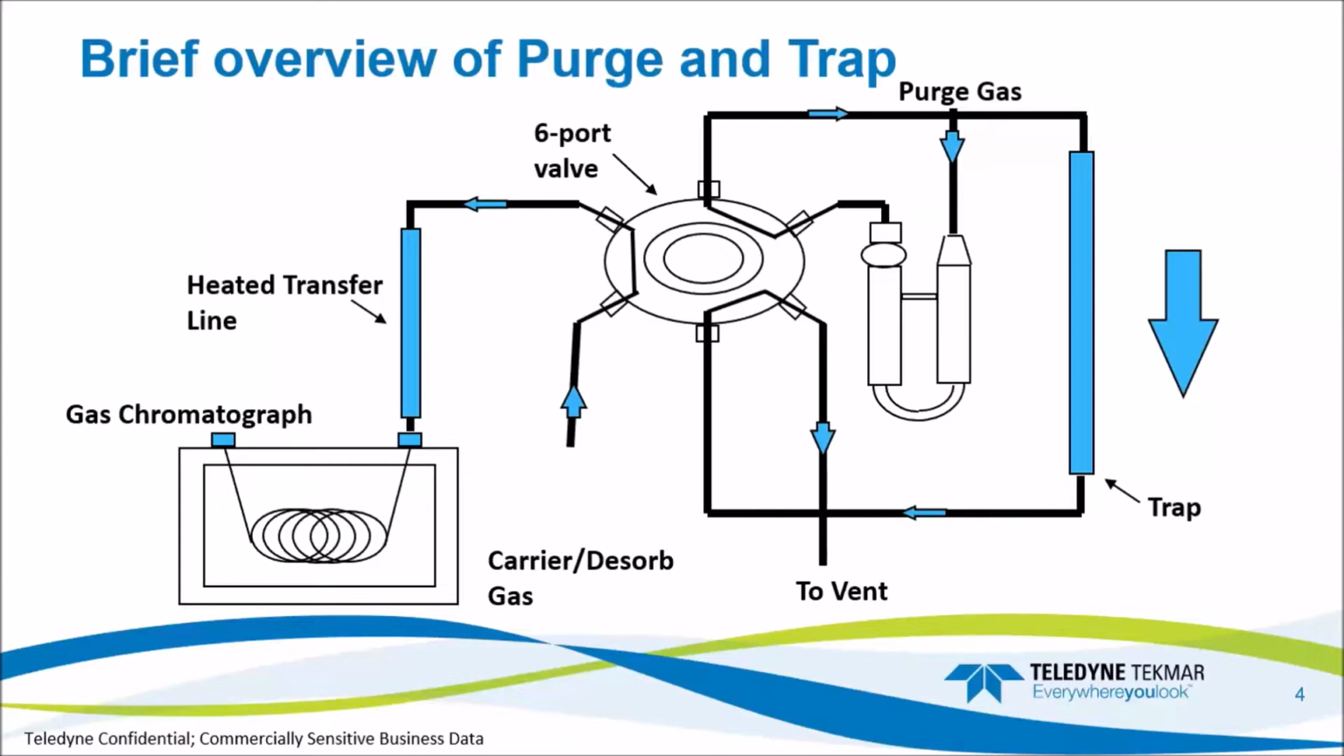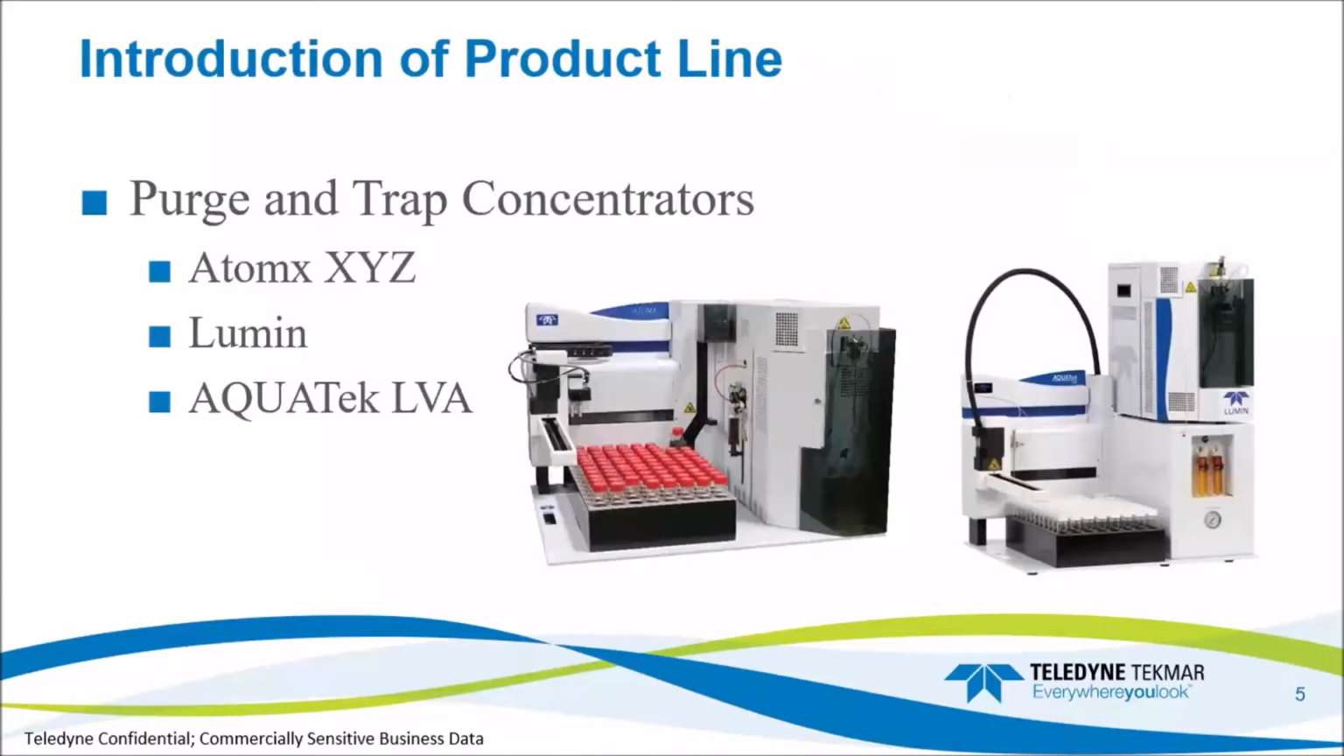So once the VOCs are captured, the trap is heated, causing the VOCs to desorb, and then carrier gas is used to desorb those VOCs off the analytical trap and carry them through the heated transfer line to the GC.